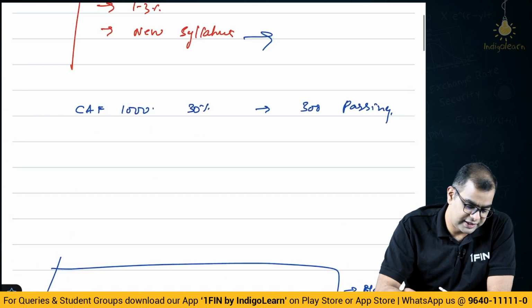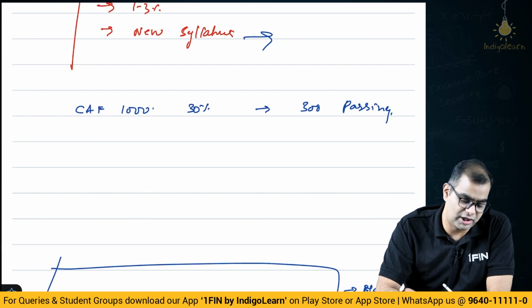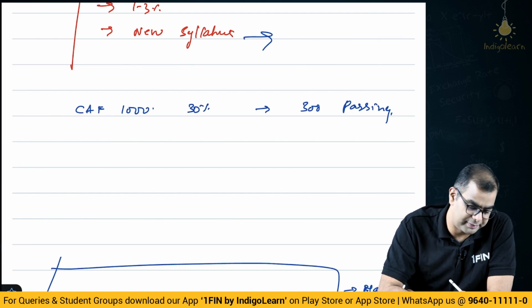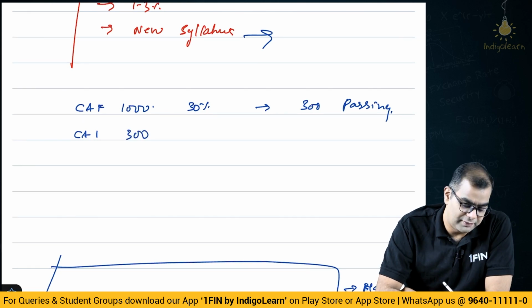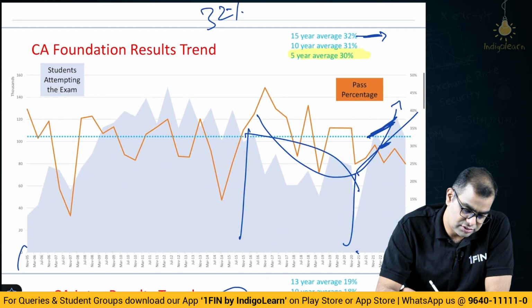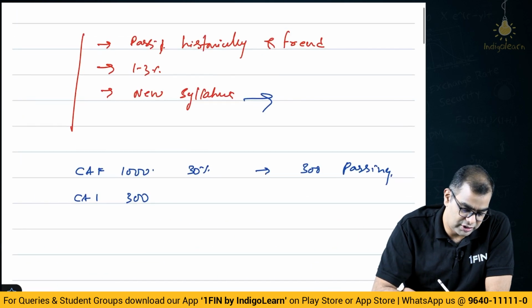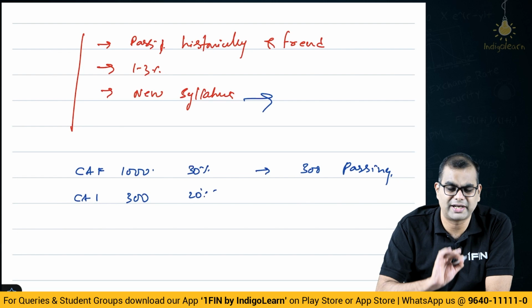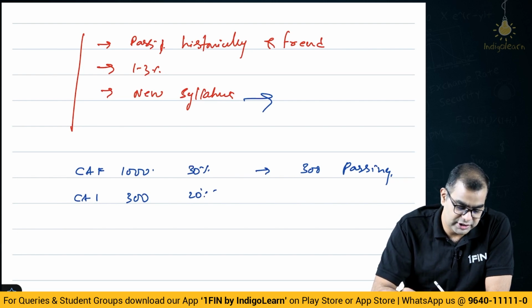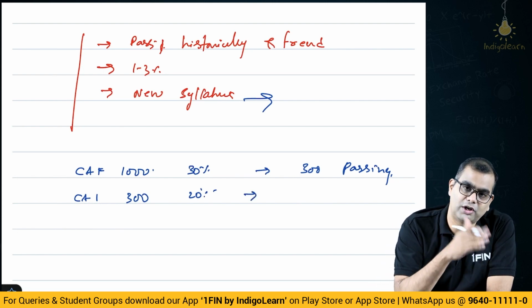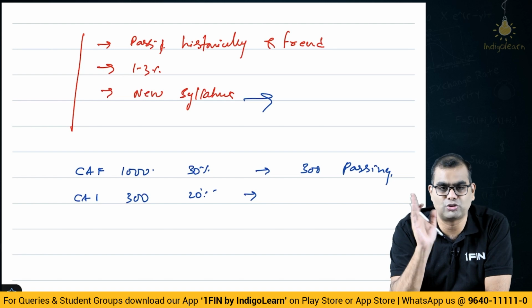I said CA foundation, if 1000 people join, 30% are passing, which is about 300 people. CA Inter, if the same 300 people come in, what is the pass percentage? 18 to 19%. So, let's take it at 19, 20%. So, these 20% of people are passing. Some are passing one group now, one group next attempt, and so on.